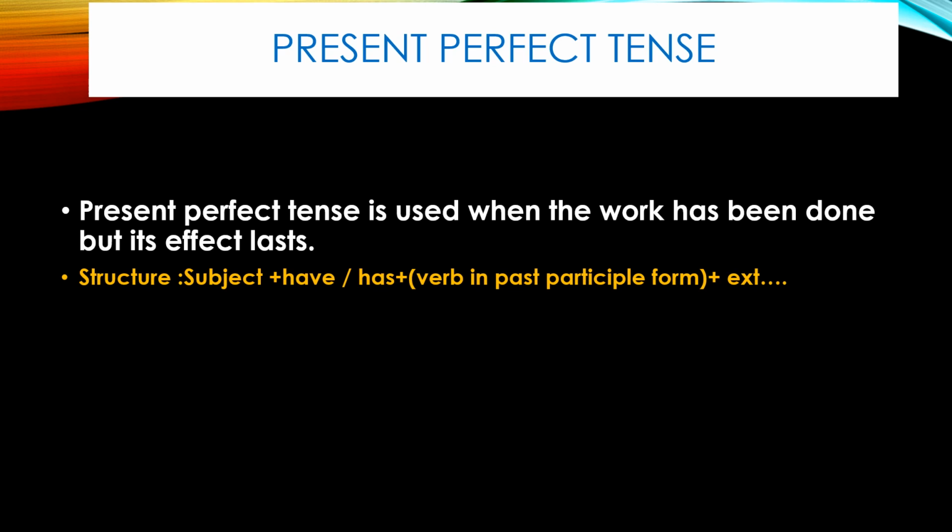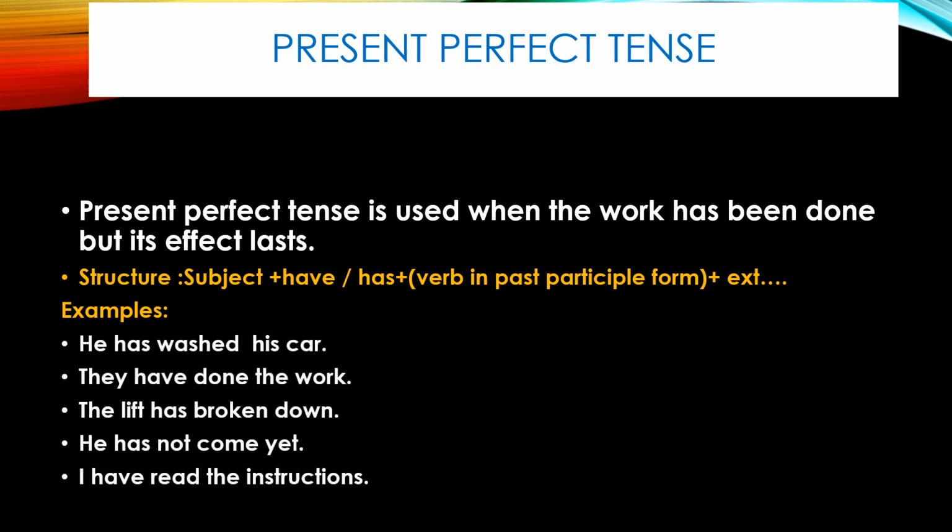Every tense follows a structure, and in present perfect tense the structure is: first you have to write the subject, then have or has. You can choose any one of them. These are auxiliary verbs, and then the verb in past participle form. This verb is the main verb and it will be in past participle form. Okay, look at the sentences. He has washed his car. So first subject, then auxiliary verb has, then main verb in past participle form, and then extension.